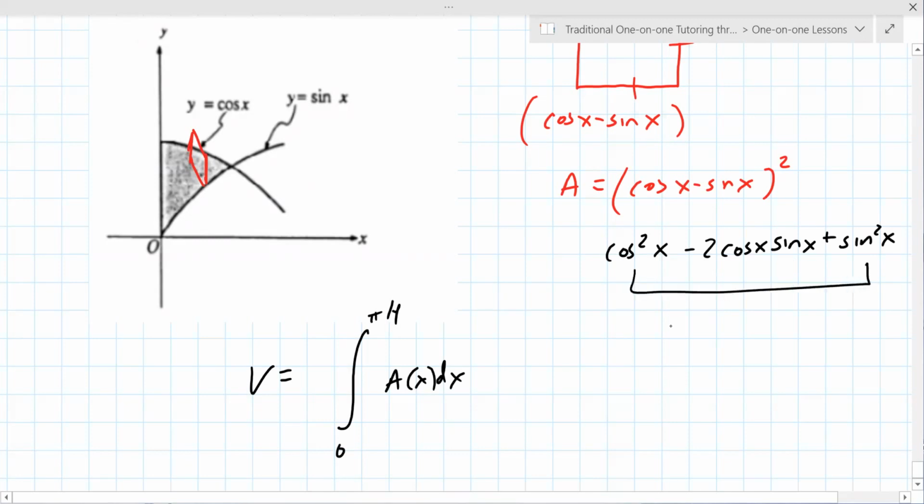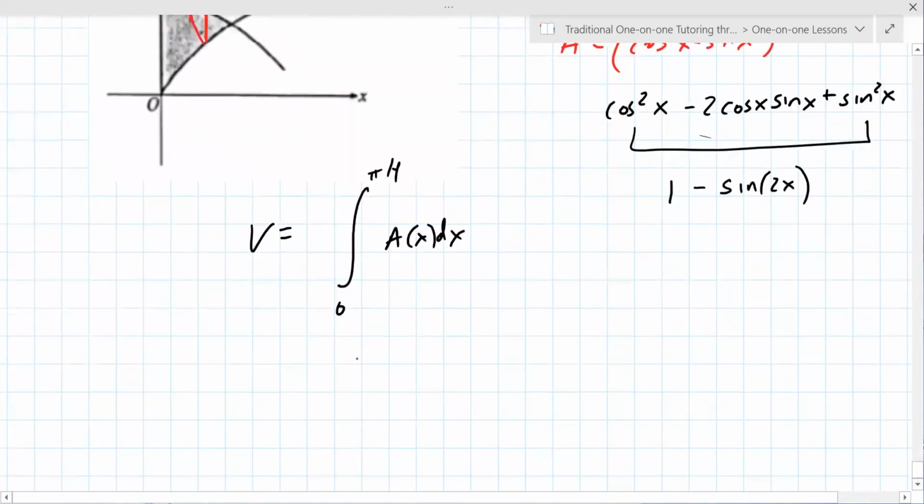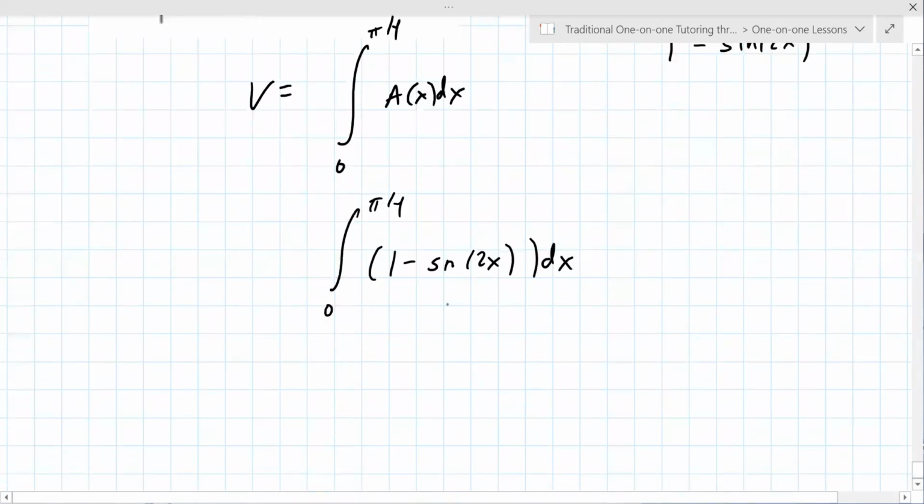But these right here, this is 1. And this is another one. This is a double angle formula. It's 2 sine of 2x. You know, if you don't remember that, you can use a U substitution for this part, but I think it was designed this way based on the previous one. If you take calculus 2, you do a lot of this type of trig stuff in there.